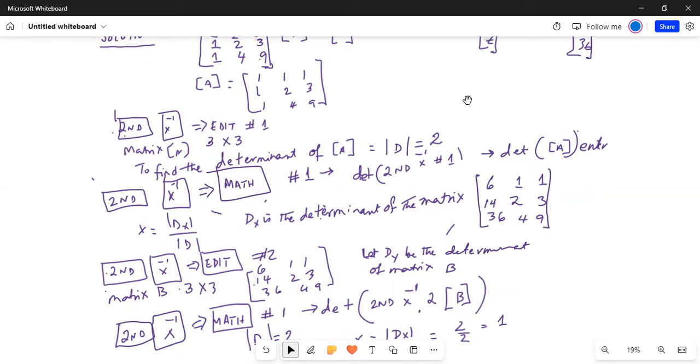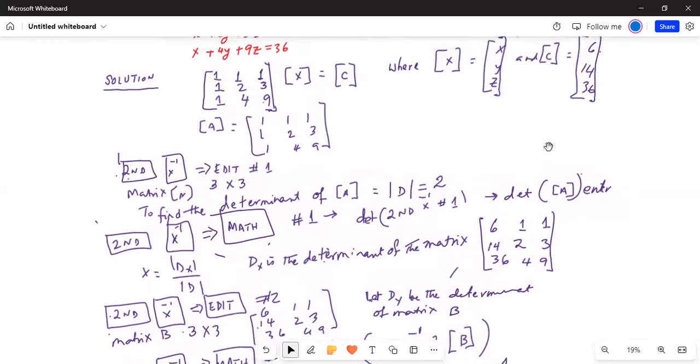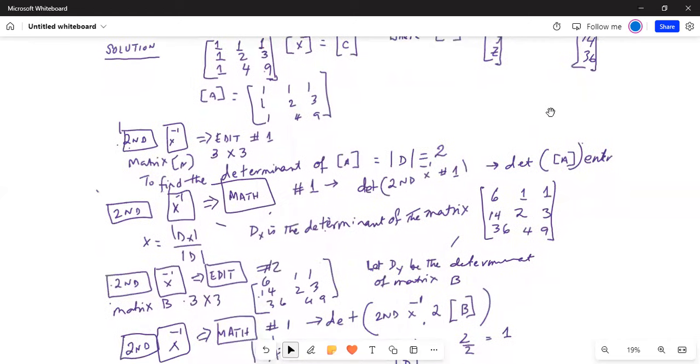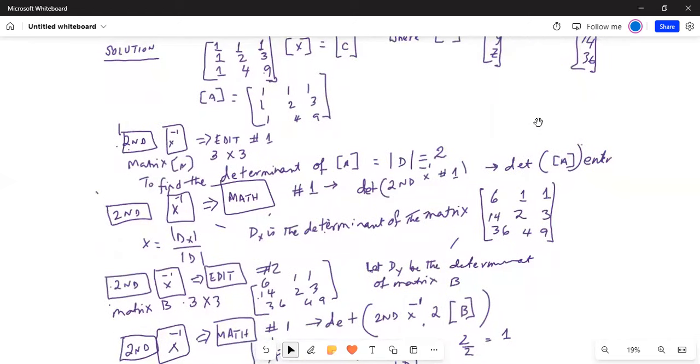Okay, so second, x minus 1, edit and go to number 3, matrix C, make it a 3 by 3. Remember, in matrix C, you're going to replace the second column in the original coefficient matrix by the constant terms. So the first row, first column will be 1. Second column, first row will be one of the constant terms, which are 6, 14, and 36. So it will be 6. And then the next one will be 1 again.